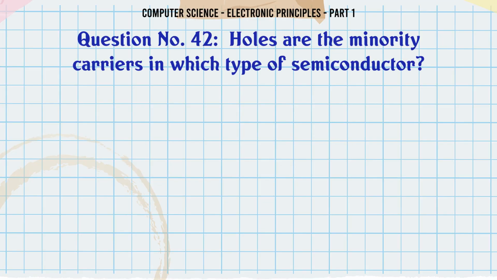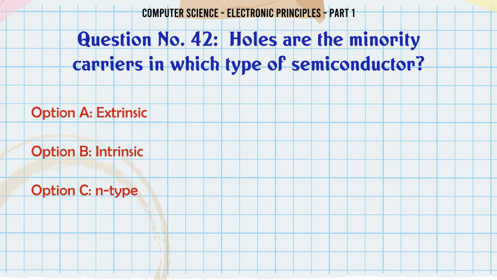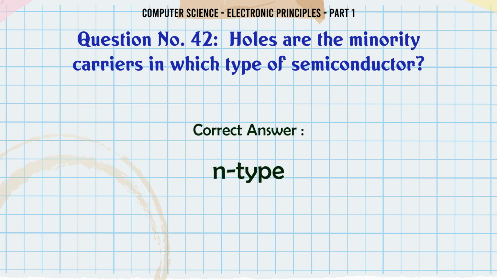Holes are the minority carriers in which type of semiconductor? A. Extrinsic, B. Intrinsic, C. N-type, D. P-type. The correct answer is N-type.